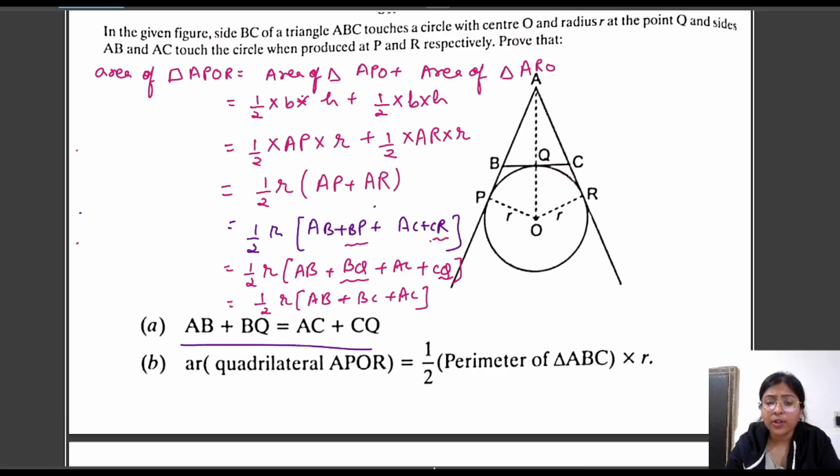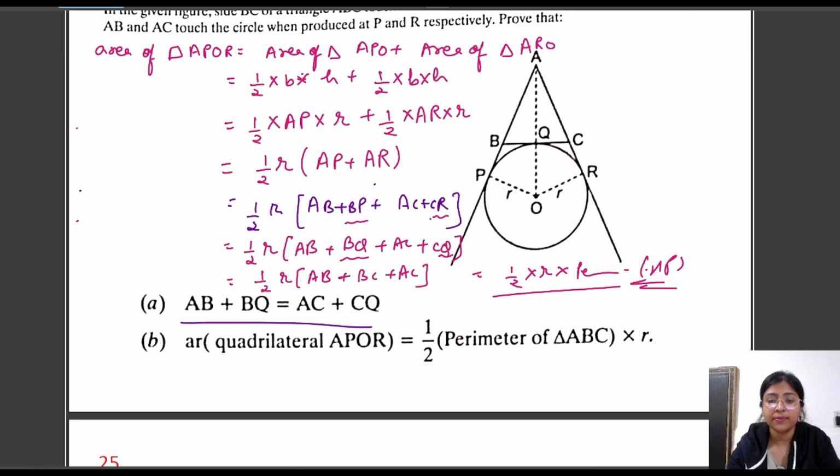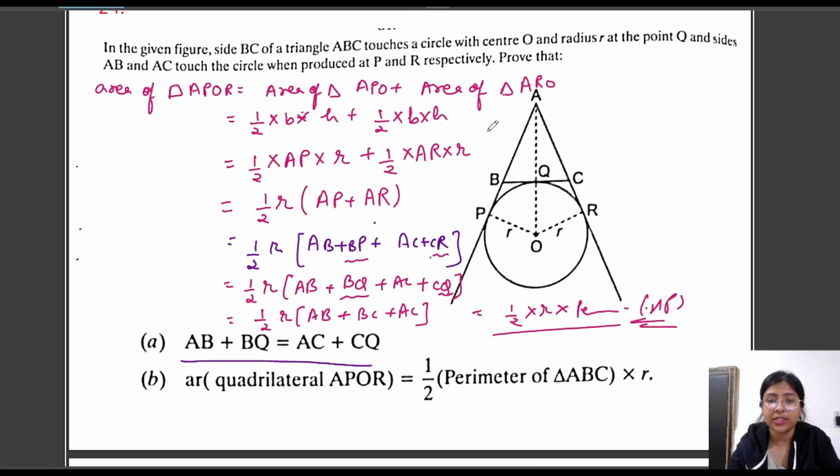So, sum of all the sides of a triangle is perimeter. This implies half R into perimeter of triangle ABC. Area of quadrilateral is equal to half times perimeter into R. Hence, the question is proved. Any doubt, learners? See the solution, write it carefully. Yes, this question is done.